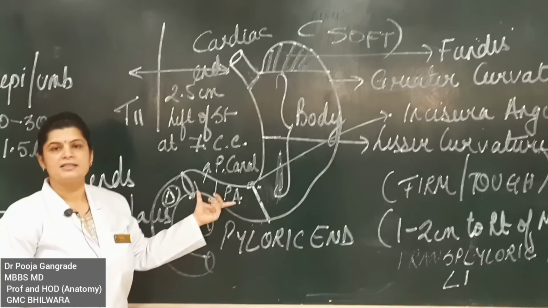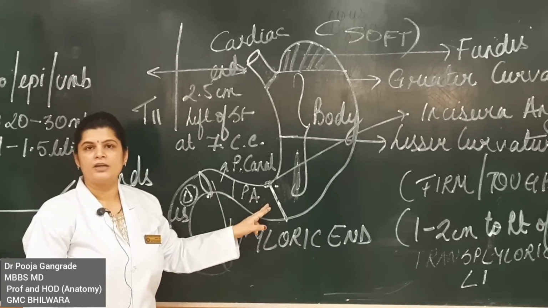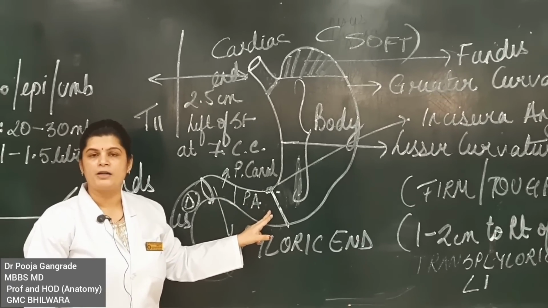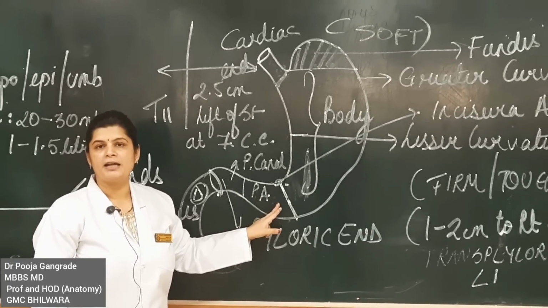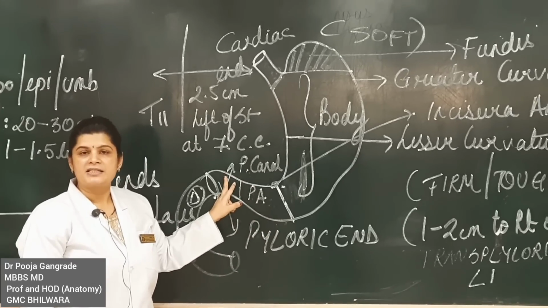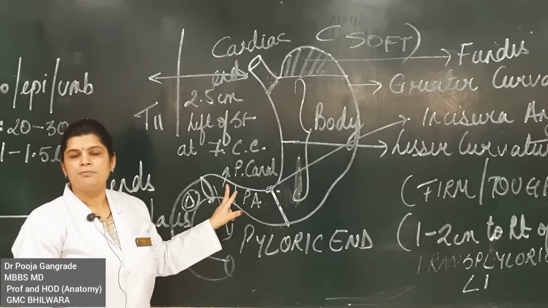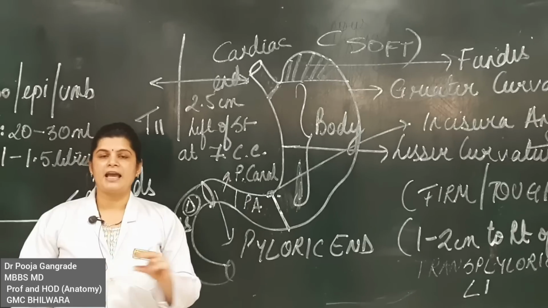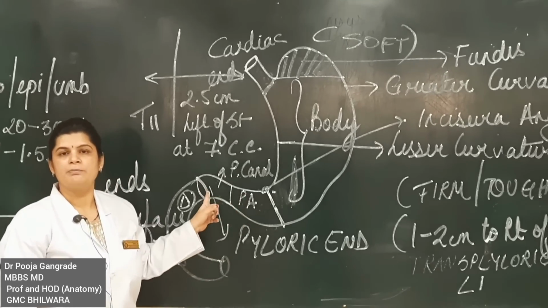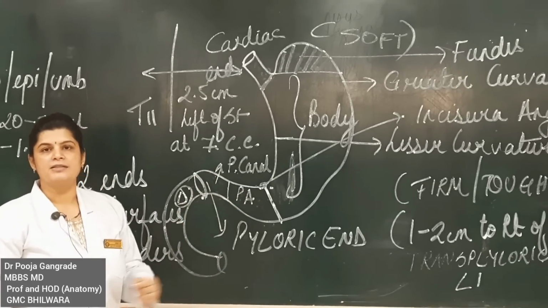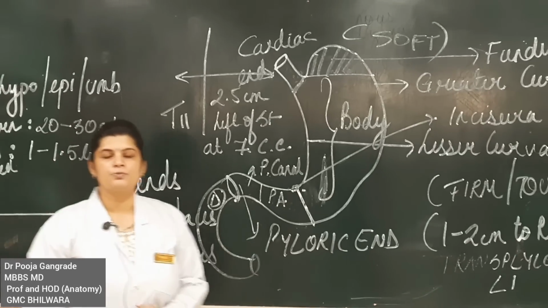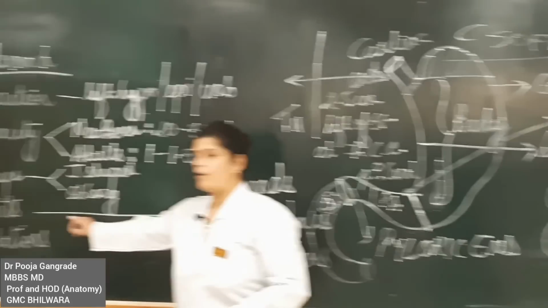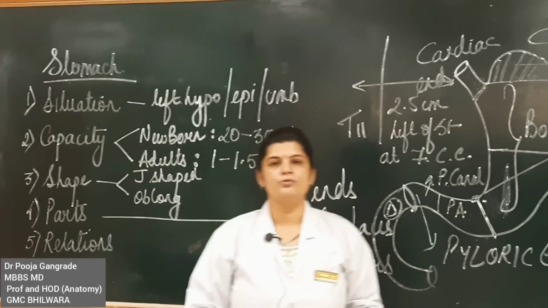The pylorus is again divided. The initial proximal part of the pylorus is called the pyloric antrum. The distal part of the pylorus is called the pyloric canal. It is canal, tube-like, which ends at the pyloric end, which continues down as the duodenum. So with this we finish with the parts of the stomach. Next we will go down to relations.